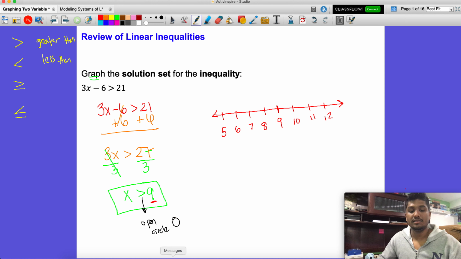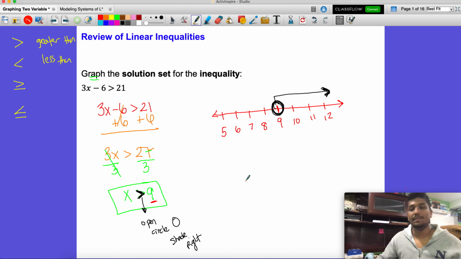It looks just like this. Since this is a greater than, we're looking at all the numbers that are greater than 9, so that's going to be to the right. So we shade right. We go over here to 9, put an open circle, and shade to the right, just like this. And that's how you graph it.